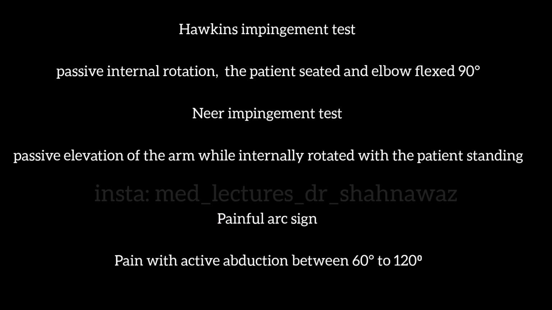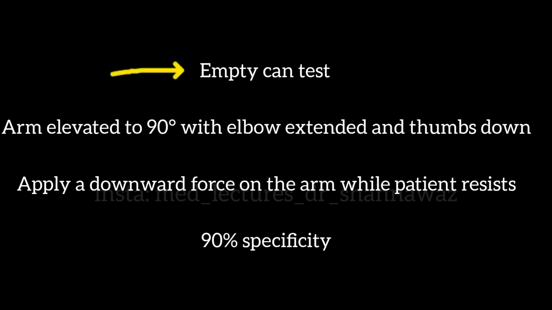Other signs could be pain with active abduction between 60 to 120 degrees, and the empty can test, in which the patient's arm is elevated to 90 degrees, the elbow is extended, and the thumb is pointing down, as if someone is emptying a can. The physician applies a downward force on the arm while the patient resists. The test is positive if there is pain. The empty can test has 90% specificity for supraspinatus pathology.